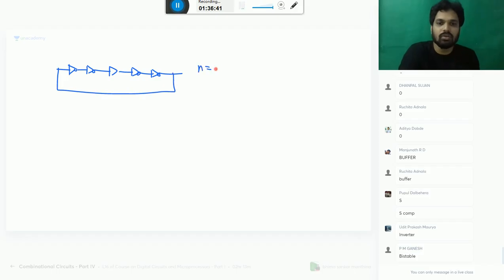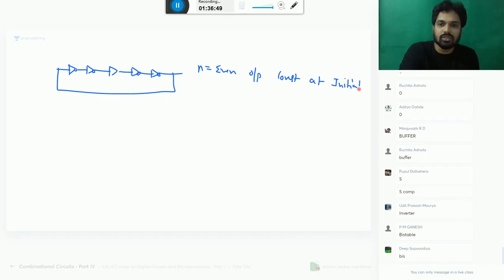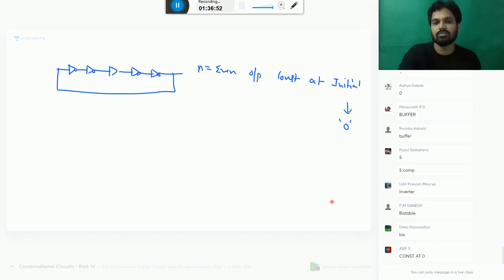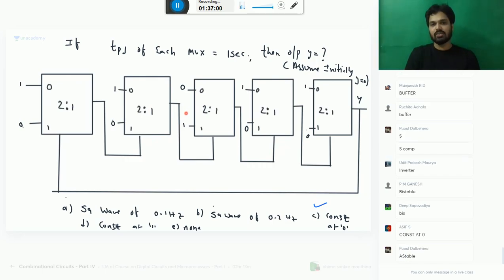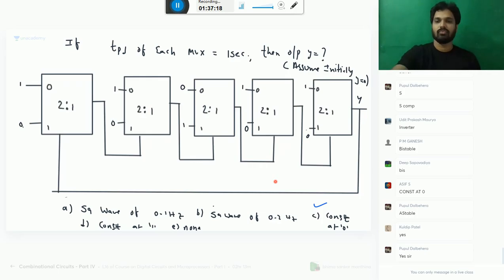N equal to even, output constant at initial value 0. This is what I want to give. Is that clear? This small 0 1 change will convert buffer into inverter or inverter into buffer. Please understand that concept. You should observe properly. If the examiner is clever enough, he can trap you easily. So fine, let's move.